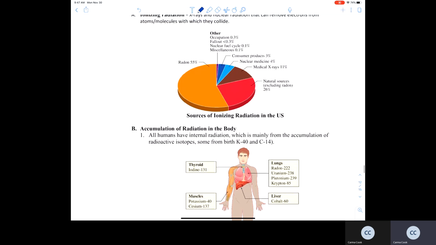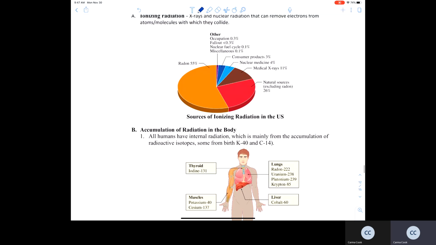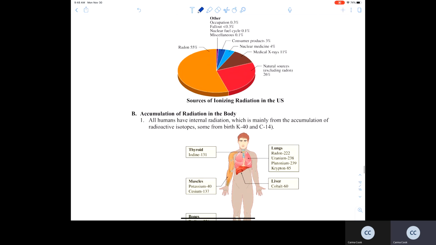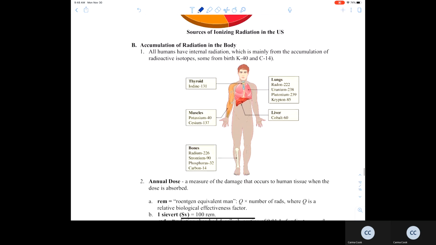And so there's also ionizing radiation in things such as consumer products. There's a small amount. And then just natural sources, the soil, the air that we breathe, so on and so forth, has small amounts of ionizing radiation.